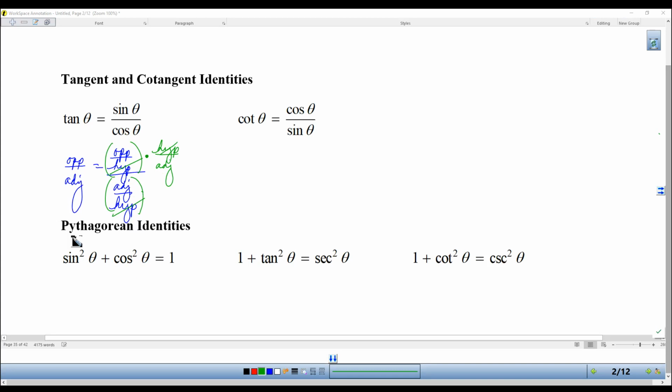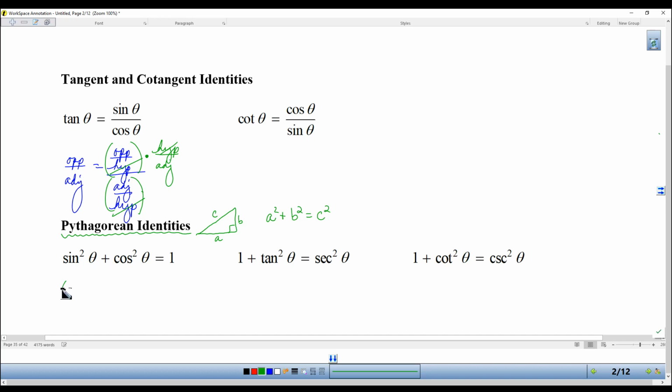The next set are super important. We're probably going to use this more than any of them. They're called the Pythagorean identities. You may remember the Pythagorean formula says that in a right triangle, where A and B are the legs of the triangle and C is the hypotenuse, A squared plus B squared is equal to C squared.